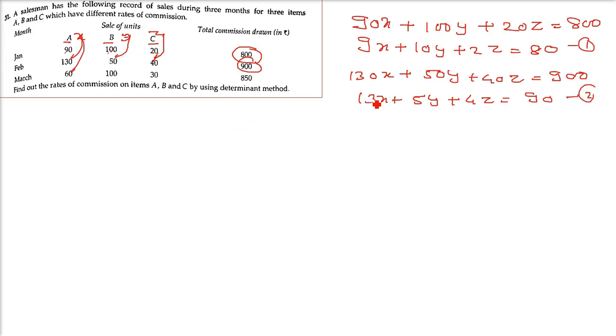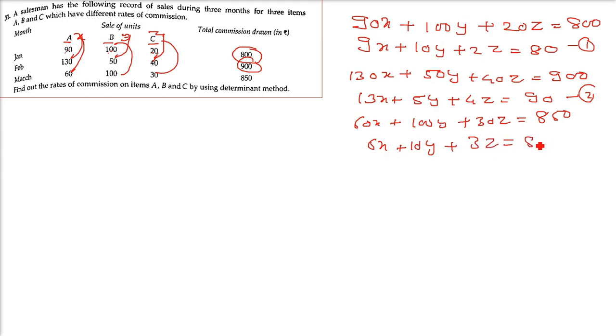Now the third equation, similarly, is 60x plus 100y plus 30z equals 850. You can also divide or use this equation directly. So 6x plus 10y plus 3z equals 85. This is the division by 10. So we have three equations here.